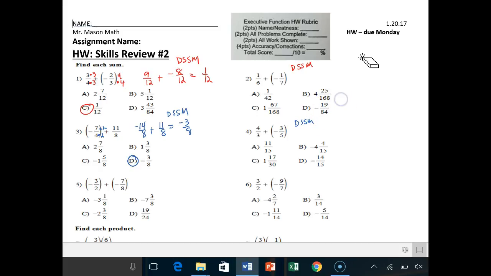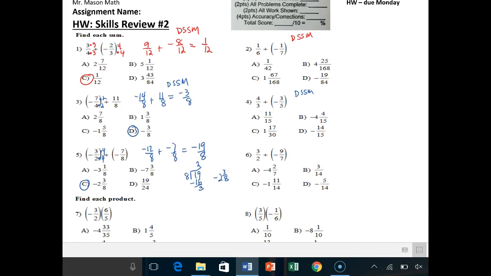Number 5. I have, again, 3 over 2. I can just multiply it by 4. Don't even have to multiply 7/8 by anything. So I get negative 12 over 8 plus negative 7 over 8. That's an SSAK. I get negative 19 over 8. Obviously, I don't see that there because this is an improper fraction. So 8 goes into 19 2 times, with 3 left over, so negative 2 3/8, C.